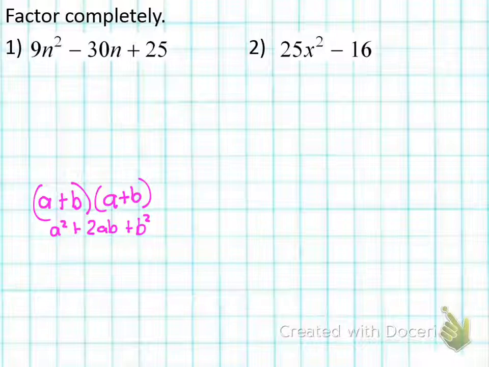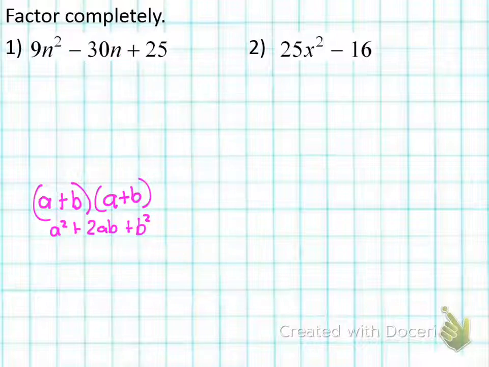So, when we look at number 1, we could go backwards. I look at number 1, it says 9n squared. 9 is a perfect square, and so is n squared. And 25 is a perfect square. So, if I have a trinomial, I want to check to see if this middle term works as 2ab, which means 2 times a times b.